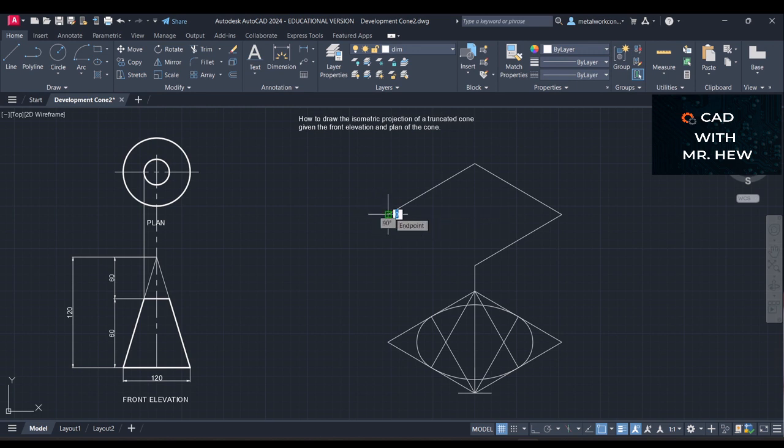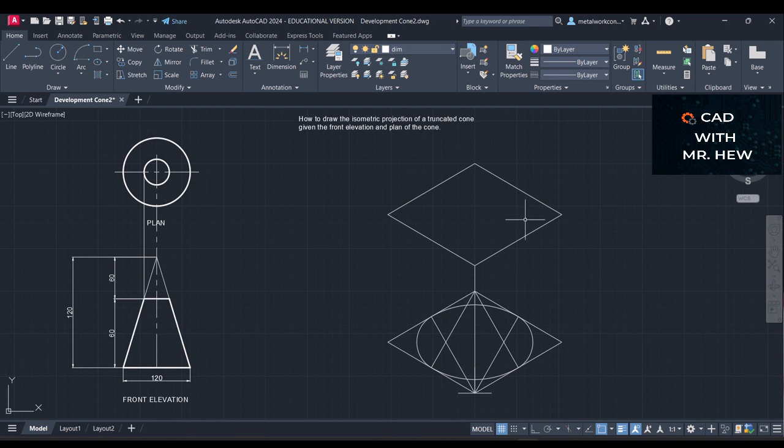Okay. 150. So it's 120. What would the angle be? We want a 30-degree angle to the horizontal, going down. So I think it will be 330. Good. Enter.